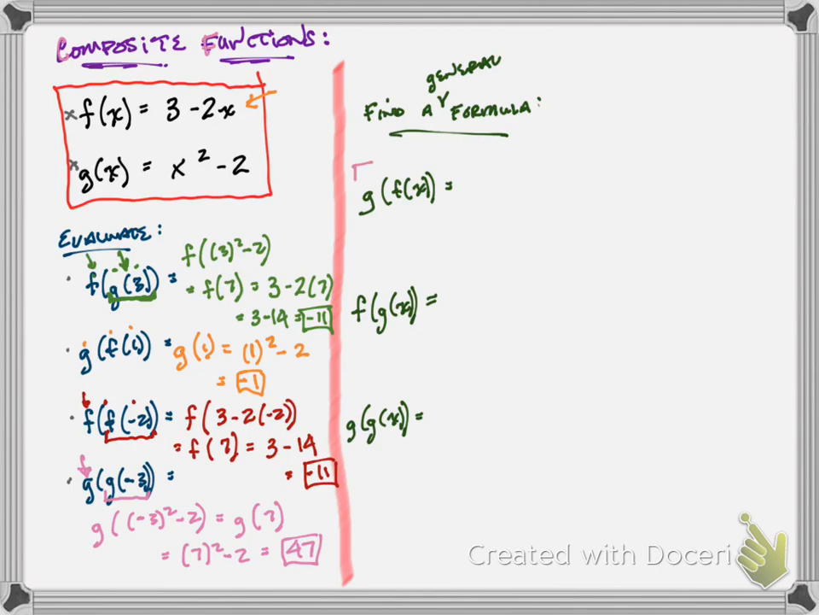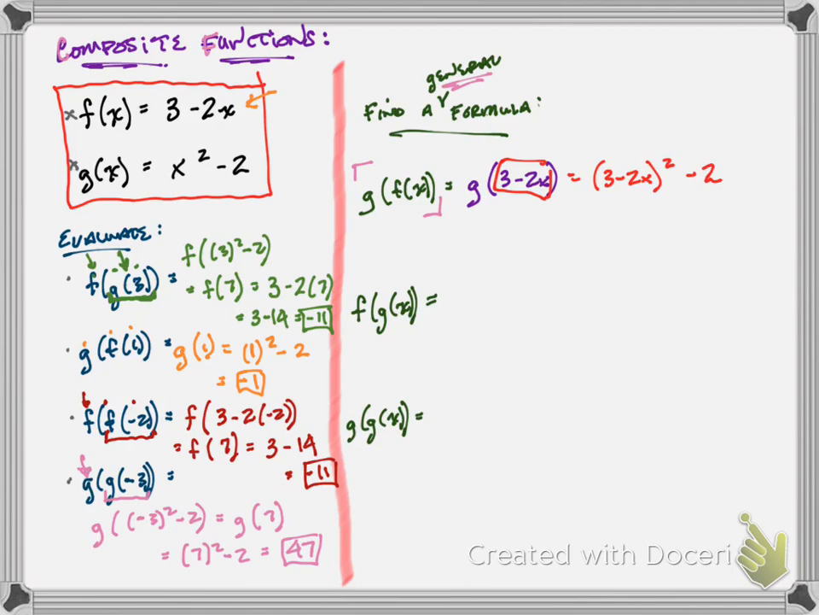Now, let's take it a step further. I want to find a general formula for g of f of x. In other words, what's an equation that I could put anything into and it would automatically kick out g of f of x? Well, g of f of x can be expressed as g of 3 minus 2x. Now, I have to put 3 minus 2x into g. That's my input that goes into g. And so g of 3 minus 2x is the same as the quantity 3 minus 2x, quantity squared, minus 2.